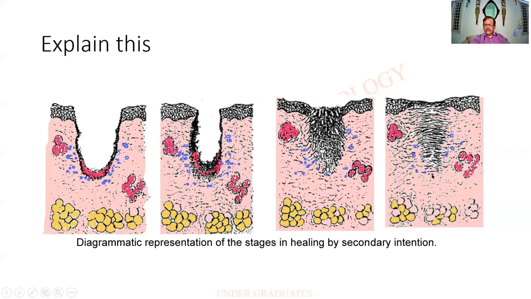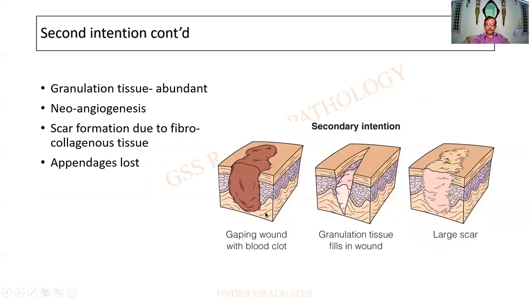And along this entire defect, you will not be finding a single appendage. So there will be loss of appendages in this particular region. This is the subcutaneous layer, this is the dermis, and this is the epidermis. So granulation tissue is abundant, leading to fibrosis, neoangiogenesis, new blood vessels, as in the case of primary intention. Scar tissue is due to fibrocollagenous tissue, and the appendages are lost.